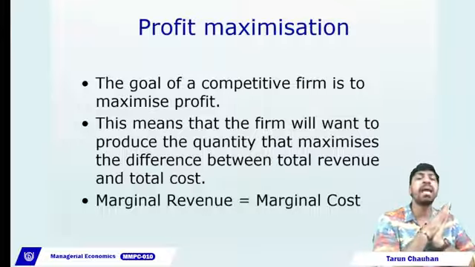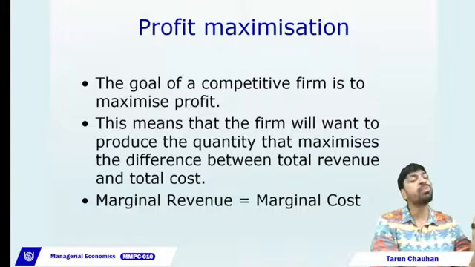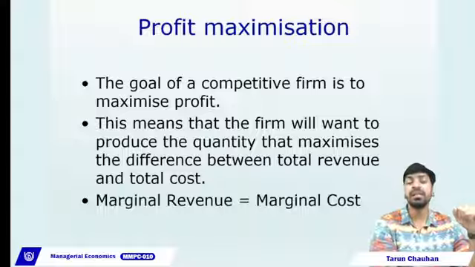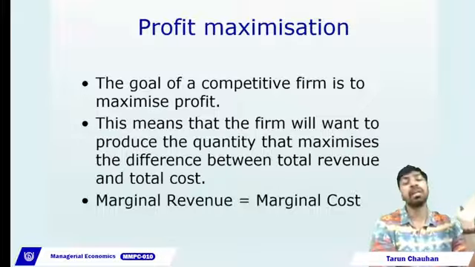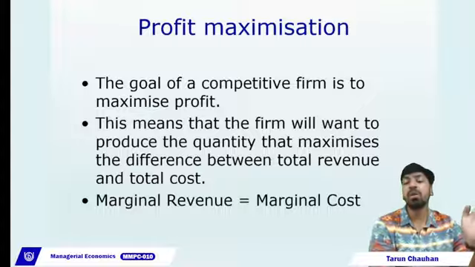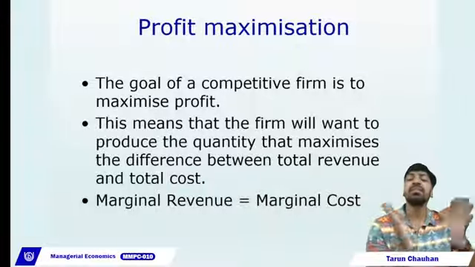So when we talk about the profit maximization condition, that is total revenue and total cost, and automatically another condition which comes up under this particular market, that is marginal revenue equals marginal cost. Marginal revenue refers to the change in total revenue earned from an additional unit of output sold. And marginal cost refers to the change in total cost from adding additional units of output.